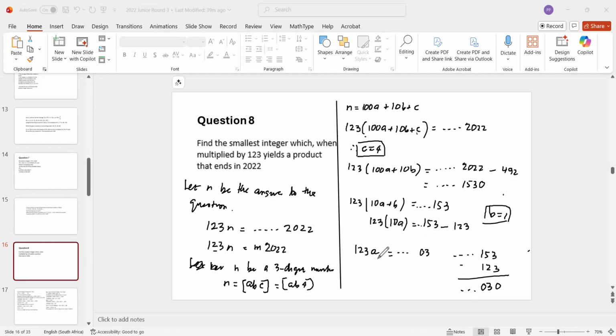Now A is a digit, you see. It's going to be 1, 2, up to 9. And remember, it's the first digit of a 3-digit number. Now, 123, the only way this happens is A equals 1. But then 123 times 1 is 123. That doesn't end in 0, 3. So according to this, I subtracted 123. So this means that it is impossible.